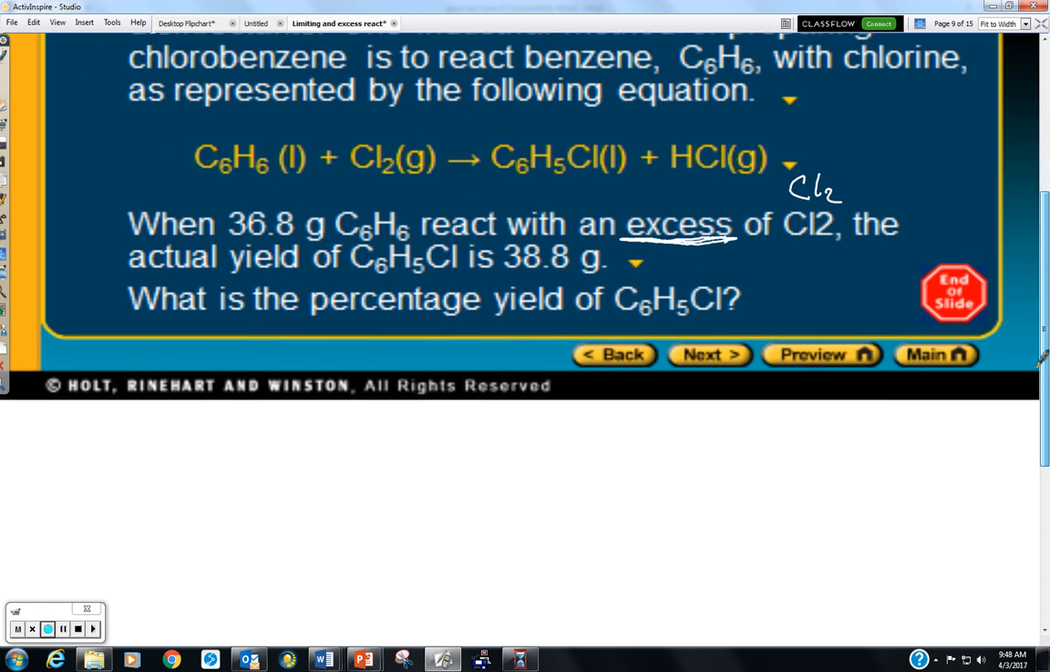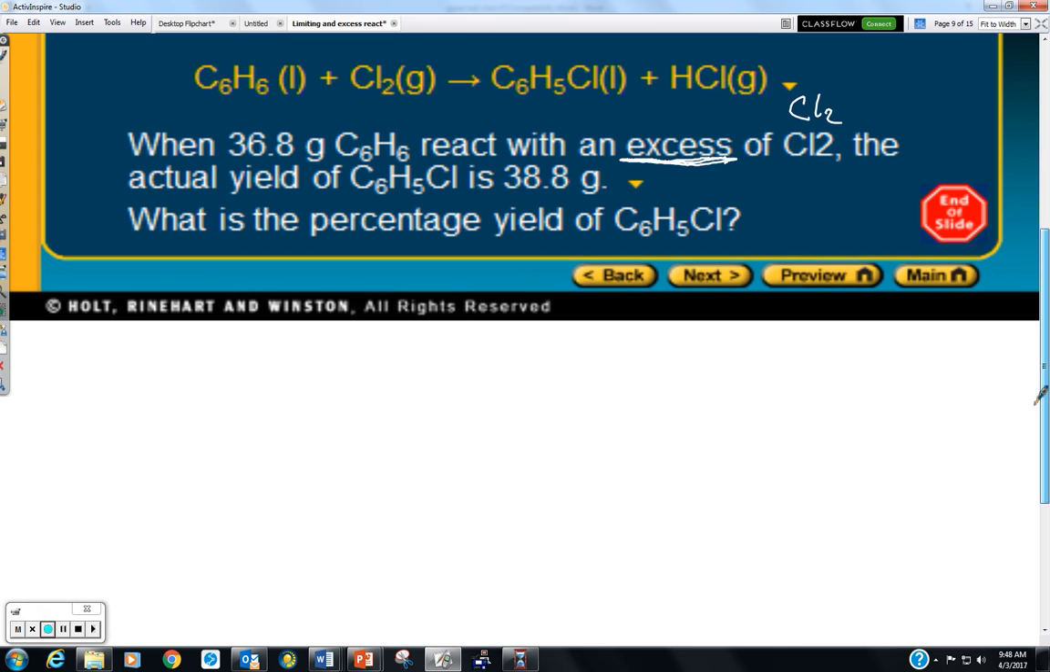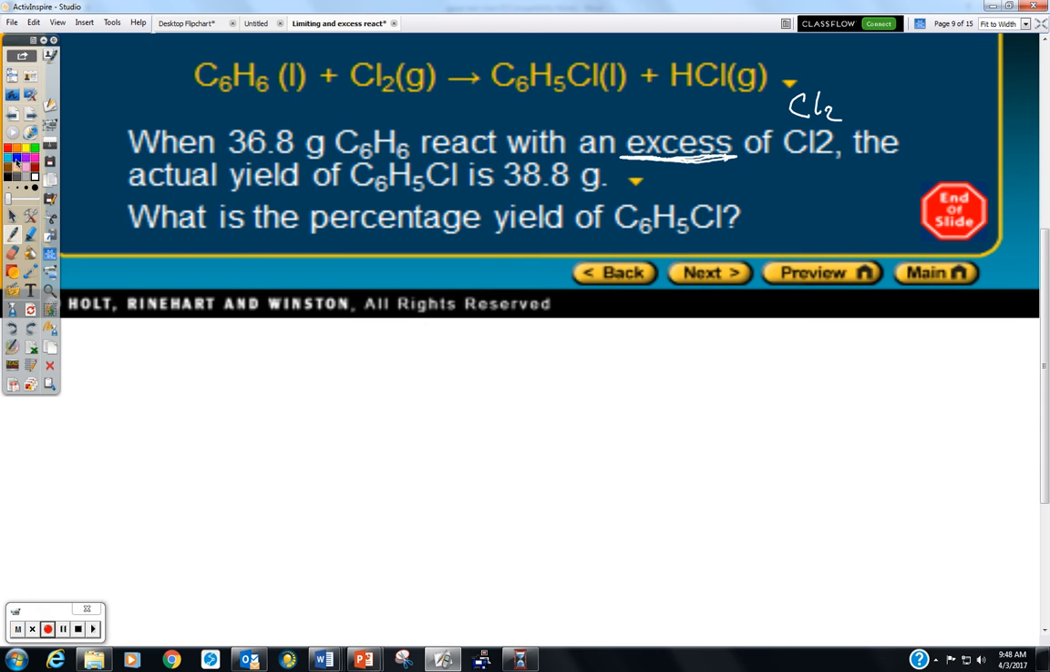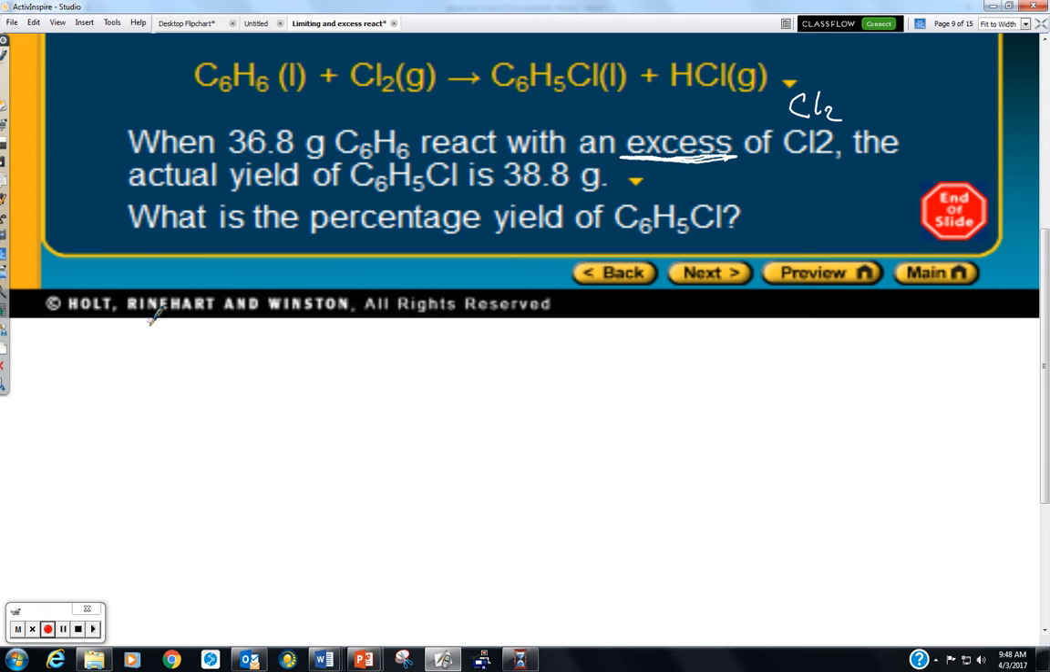So we're going to look at this, and the first thing I need to do is what? What is my first step to begin this equation? I need to make sure it's balanced. So I have 6 carbons and I have 6 carbons. I have 6 hydrogens, and I have 5 hydrogens here plus 1 hydrogen there, which gives me 6. I have 2 chlorines and I have 2 chlorines. So yes, it is balanced.